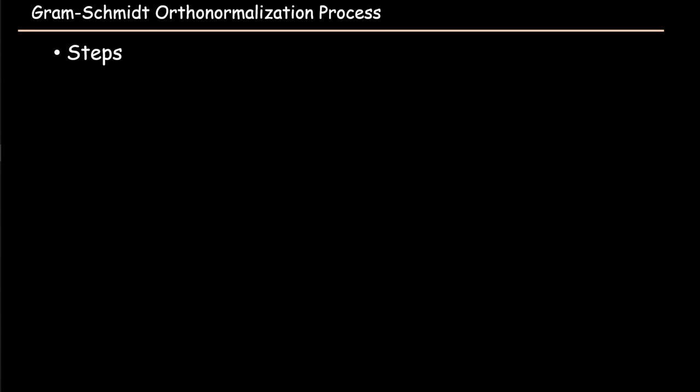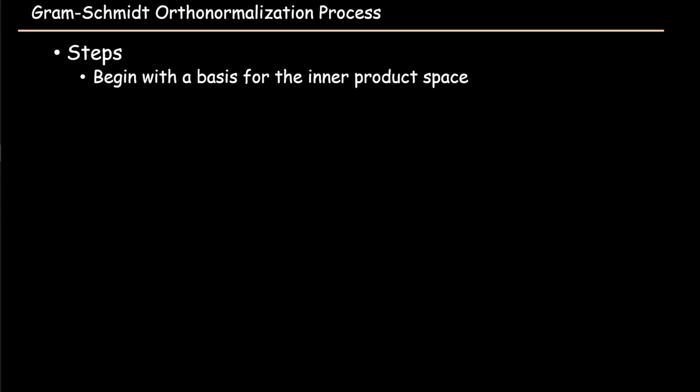The steps to do this are three simple steps. Three is a small number, so it should be simple. The first step is to begin with a basis for the inner product space. I will give a mathematical representation in the next slide, so if this is confusing, pause and ponder for a bit. But if you still don't understand it, just move on to the next slide, as it'll hopefully give you a mathematical representation of how to do this.